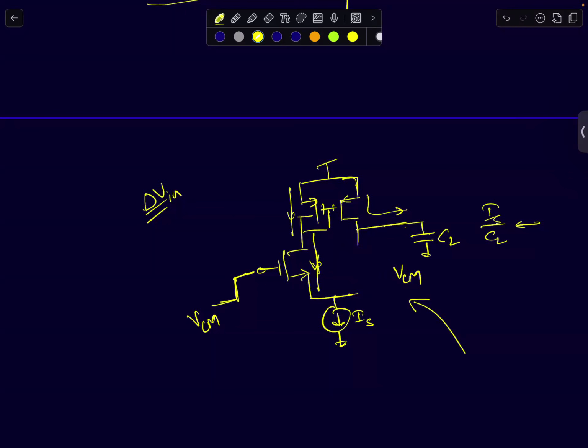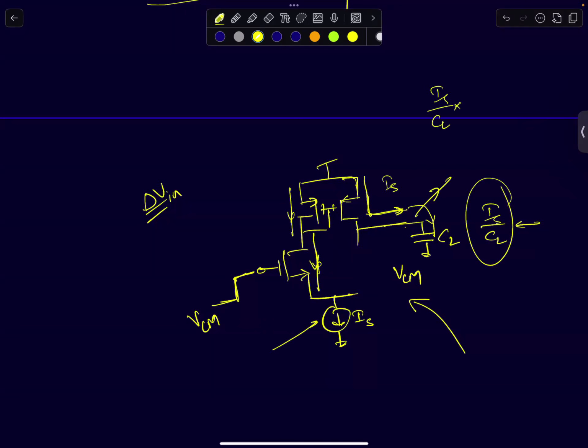This is a current mirror. It's simply going to mirror this current. So this entire IS, the source current, the tail current, will flow into this capacitor. And IS by CL is the maximum slope with which the output can rise. Okay, so the output voltage is simply given by IS by CL times T. You push a constant current into a capacitor, it will just integrate, so you will get a linear voltage like this, and the slope of this linear voltage is IS by CL. Even if I increase my step voltage any further, that slope will not change.